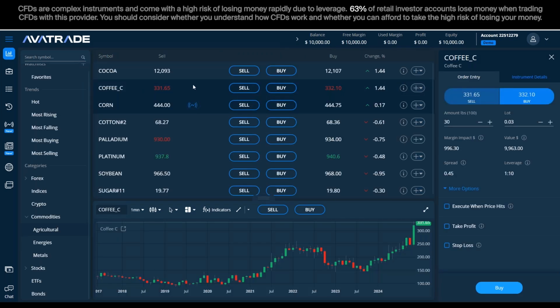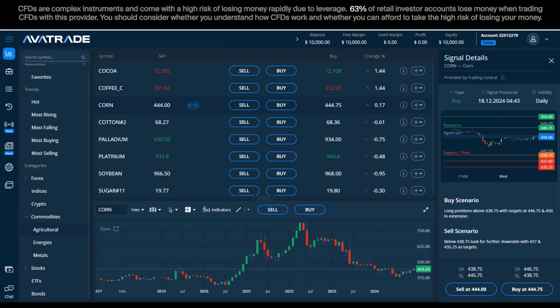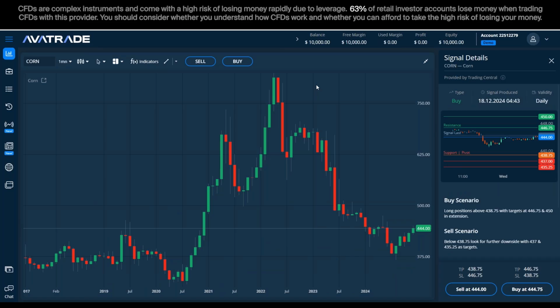have any signal. How can I know that? Because this blue lightning icon is what shows me if it has a signal or not. So for instance, corn has a signal. I can click it. It opens the specifications. I can expand the screen, and I can see that there are certain levels here: resistance, support.